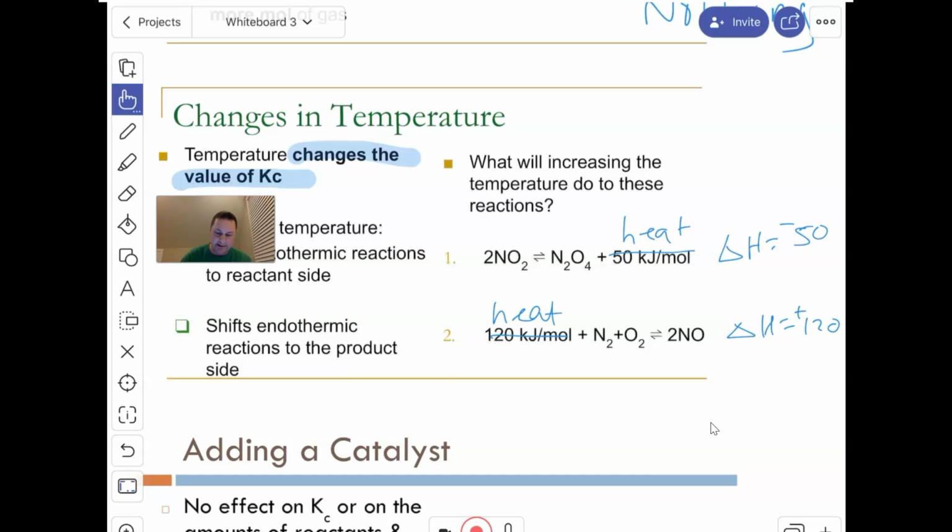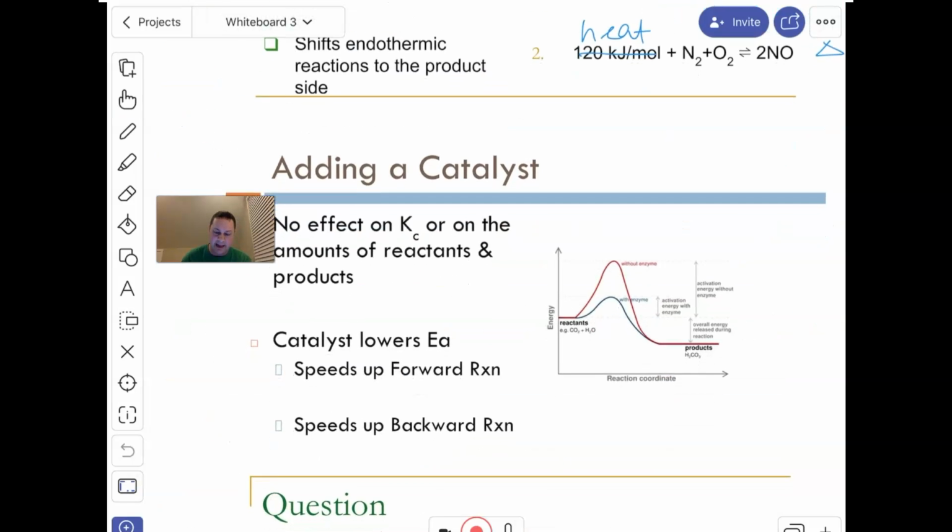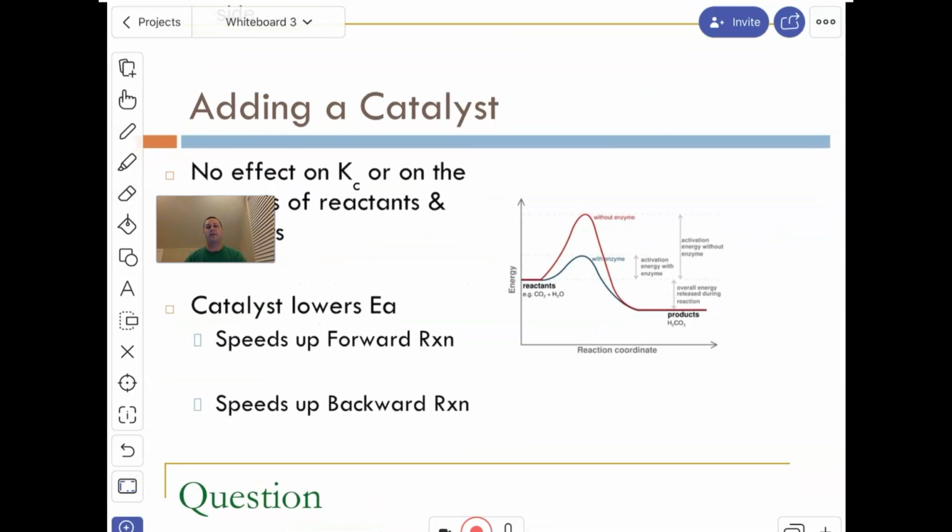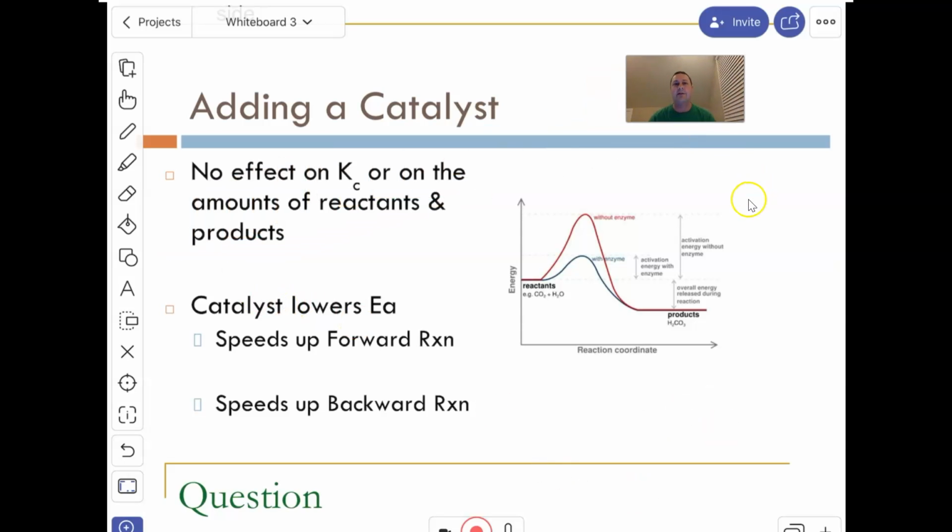Last one of these things is catalyst. This is a big IB question here. Effect of adding a catalyst: what would that do to the equilibrium constant? And the answer is it does nothing because it speeds up. Remember these diagrams from last year? When you add a catalyst, you've created a new path, a new activation energy. It's lowered the activation energy there.